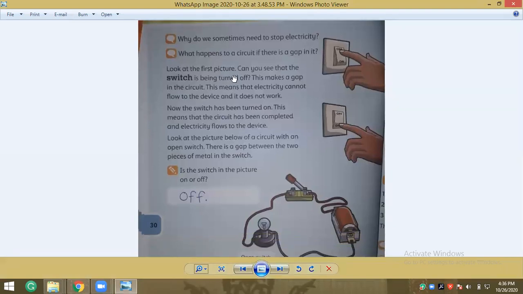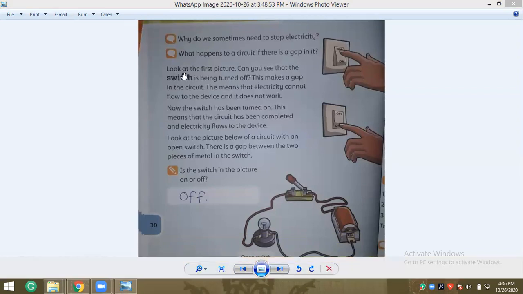Look at the first picture here. Can you see that? Can you see that the switch is being turned off? This makes a gap in the circuit. How? Look here. In this way, if you switch it off, there is a gap. This is called open.